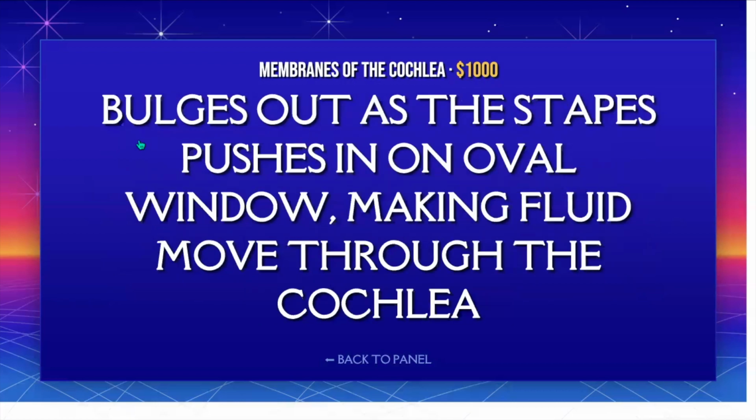Lastly, for 1000, we have a membrane that is involved with when the stapes bulges out and pushes in on the oval window. This membrane makes fluid move through the cochlea. And the answer to this would be, what is the round window?